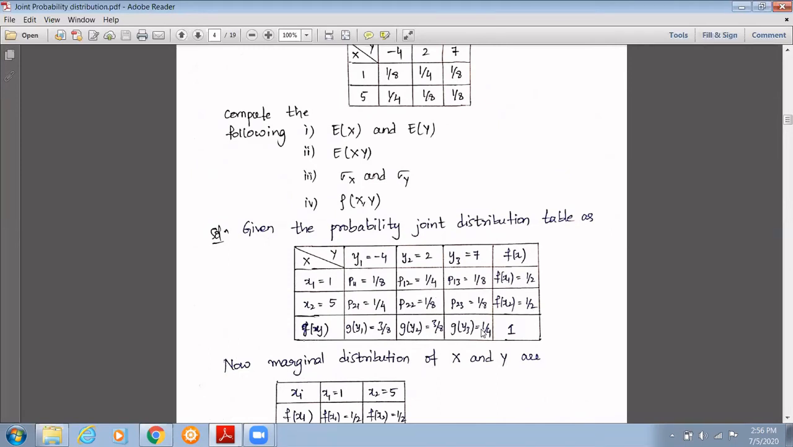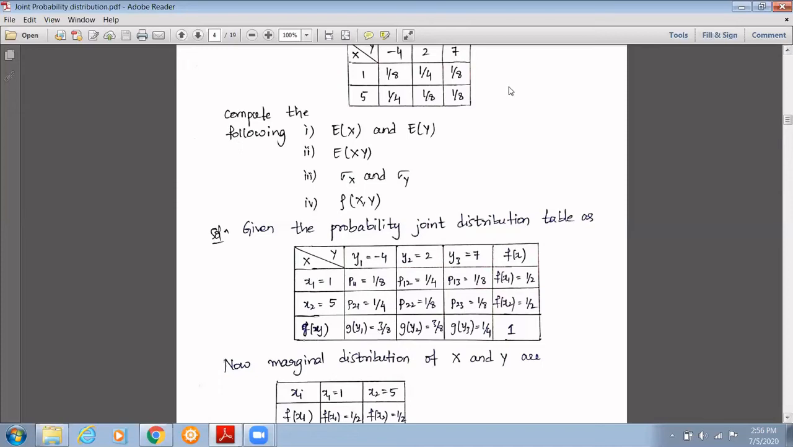1 by 8 plus 1 by 8 is 1 by 4. Now if we sum all the marginal distribution entries, we're supposed to get 1. 1 by 2 plus 1 by 2 is also 1. And 3 by 8 plus 3 by 8 plus 1 by 4 is also equal to 1. So it is a must condition. When you sum up all the marginal distribution entries, we need to get the value as 1 because the maximum probability value will be equal to 1.